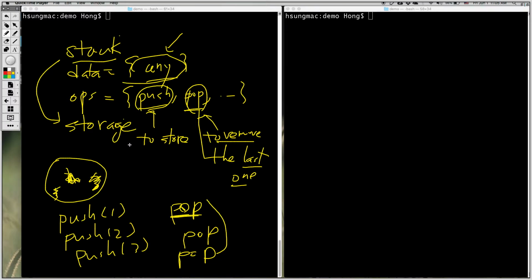Because of that, the stack storage has an attribute called last in, first out behavior. Whatever entered last should be popped out first. So in your implementation of a stack, the push operation and pop operation should satisfy last in, first out behavior.